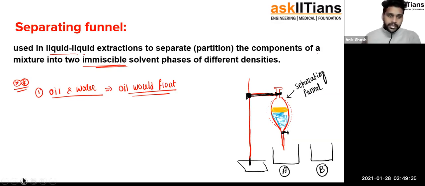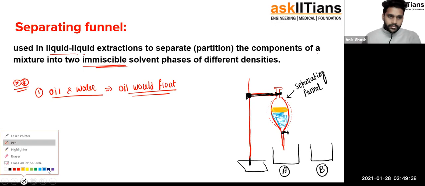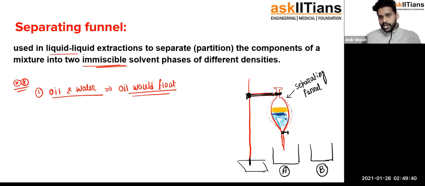Now the thing is, if this is the water layer and that one is the oil layer, what would happen? When you mix them up and put them into the separating funnel, they would get separated like that only. The lower part would be the water and the upper part would be the oil. Now the thing is very simple. You just have to turn this on. If you turn this on, the entire water would fall into beaker A, right?